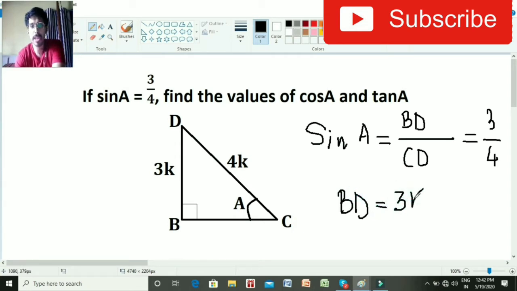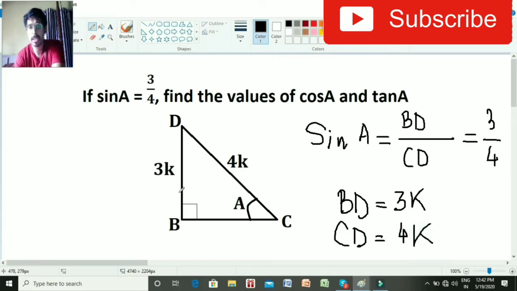Now what is K? K is a constant. We have taken K as a constant. As you know, when we are solving ratios and proportions, we generally designate a particular value with a constant for a particular term. So in this case also we have designated BD as 3K. Similarly, CD here will be equal to 4K.